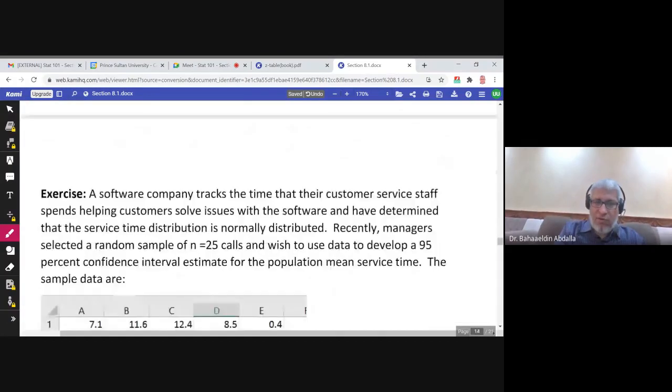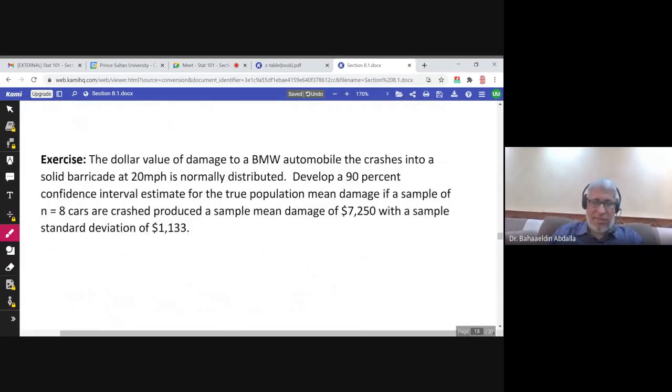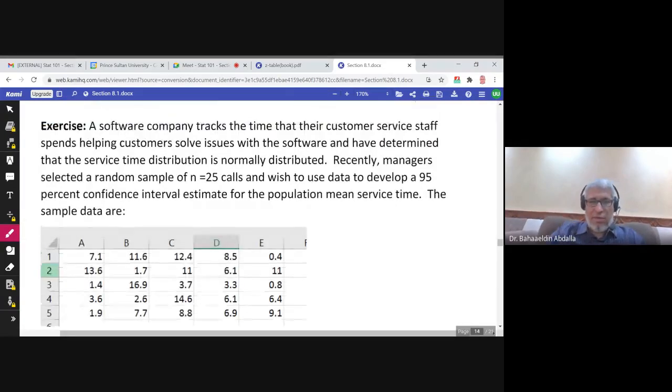So all of these examples are similar. Here, the data is given. A random sample of 25 calls, and we want to develop a 95% confidence interval for the population mean. The data are given, so sigma is not known. So we have to use this formula, x bar plus or minus t times s over square root of n. Now n is 25, but what about s and x bar?